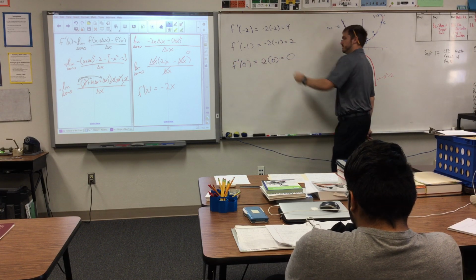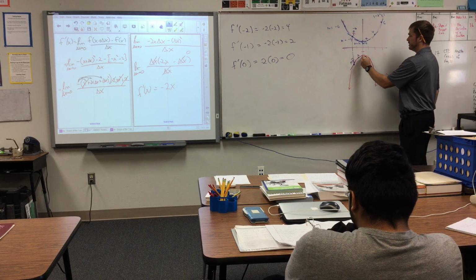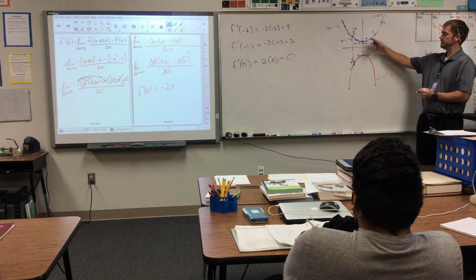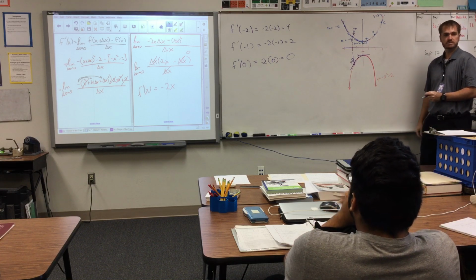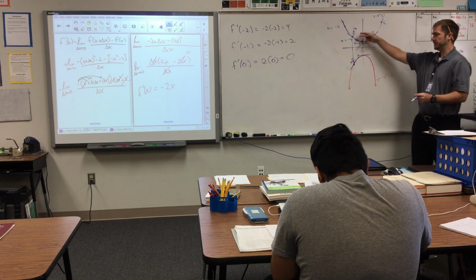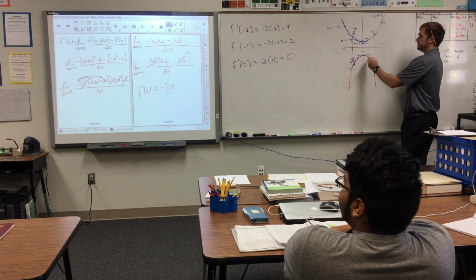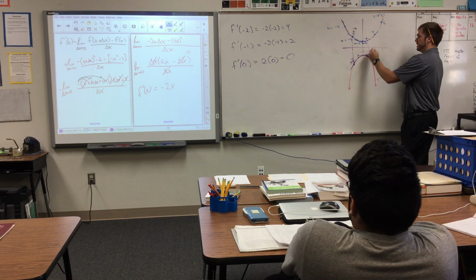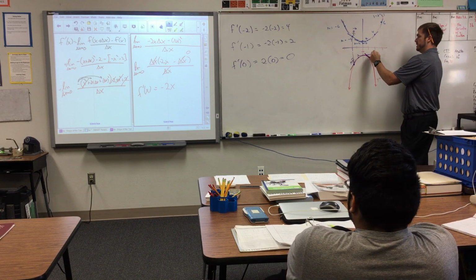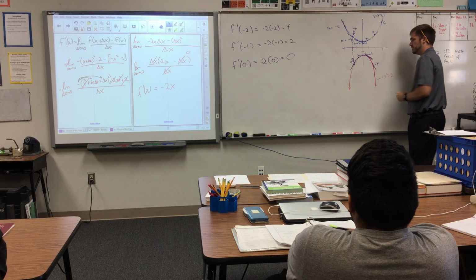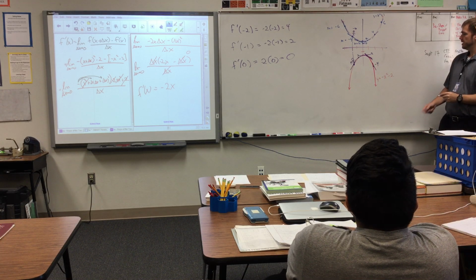Negative 2 times 0 is 0. That's kind of interesting. It's also interesting to me that these are the same values, just negative. Negative, negative, positive. And so then at 1, negative 2 times 1 is negative 2. Negative 2 times 2 is negative 4. And we can see that that's kind of matching up with that.